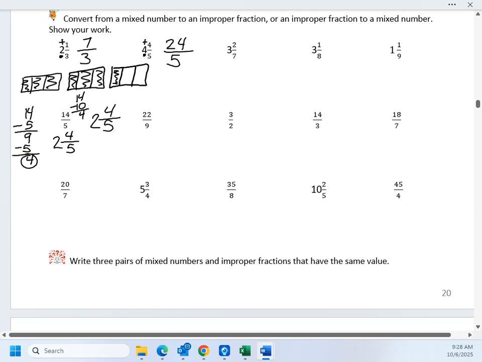So let's look at 22 over 9. What would my answer be for 22 over 9? What is the mixed number? What do you think, Joy? So what math did you do there? I saw you doing it mentally. What did you do? 2 times 9 is 18. If I did 3, it would be 27, and then 18 plus 3 is 24.